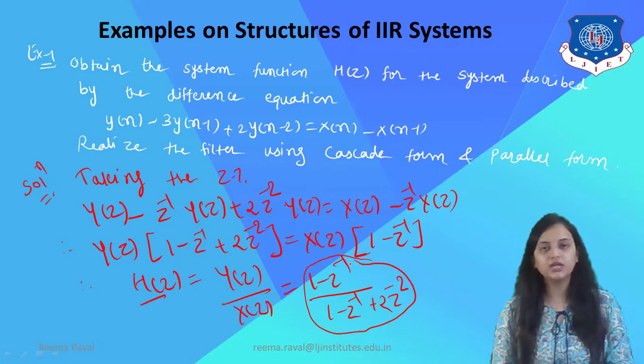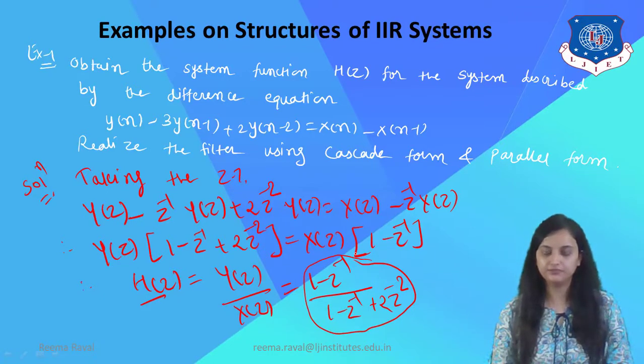Now, cascaded form structure is basically a series form structure. That means in this, you have to take H1(z), H2(z), H3(z) up to Hn(z) according to the system function given to you, and you need to multiply them to make the series connection and to obtain the final H(z). So, let us see the first one, cascaded form structure.